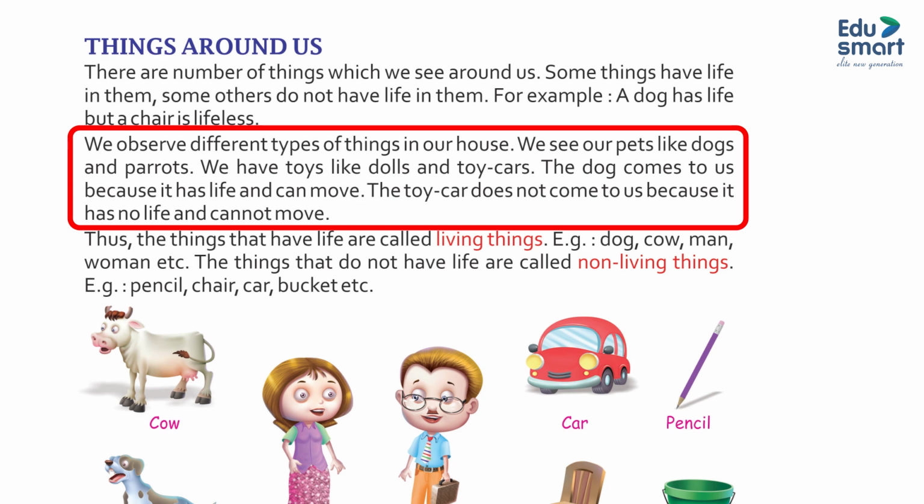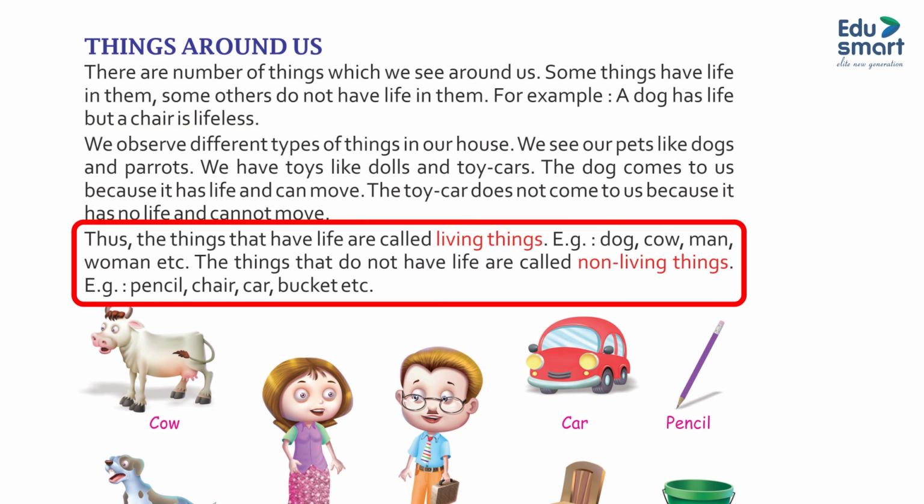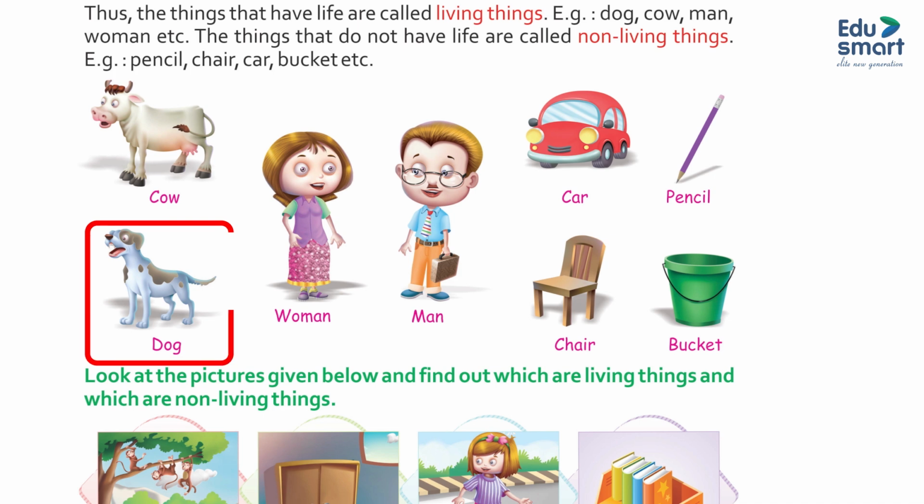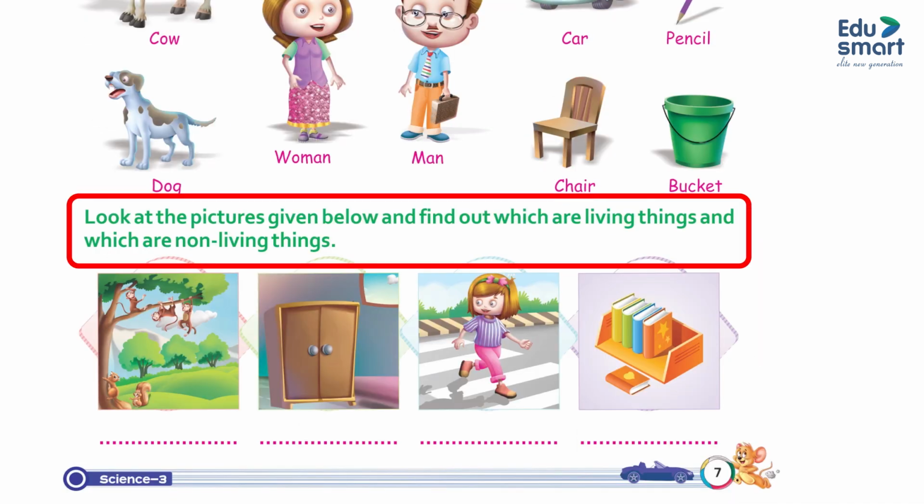The dog comes to us because it has life and can move. The toy car doesn't come to us because it has no life and cannot move. Thus, the things that have life are called living things. Example: dog, cow, man, woman, etc. The things that do not have life are called non-living things. Example: pen, chair, car, bucket, etc. Cow, duck, woman, man, car, pencil, chair, bucket. Look at the pictures given below and find out which are living things and which are non-living things.